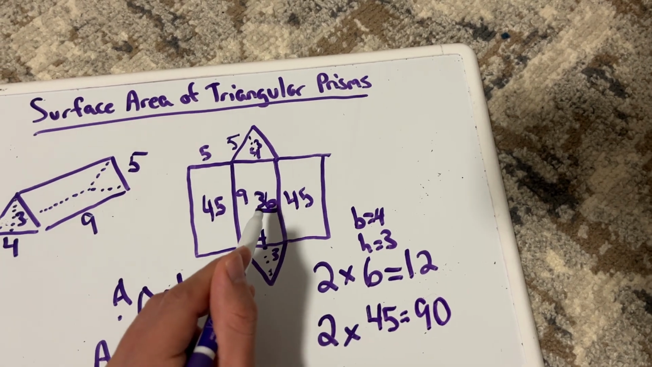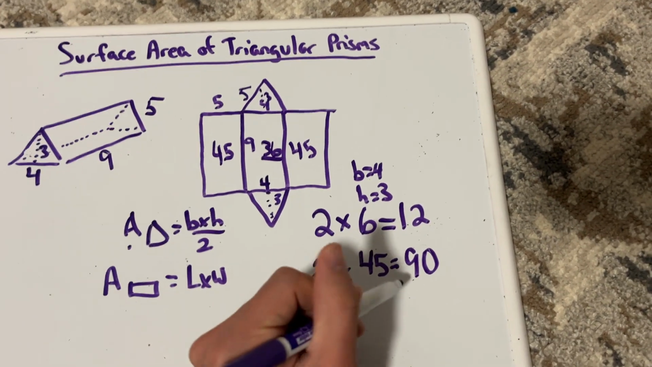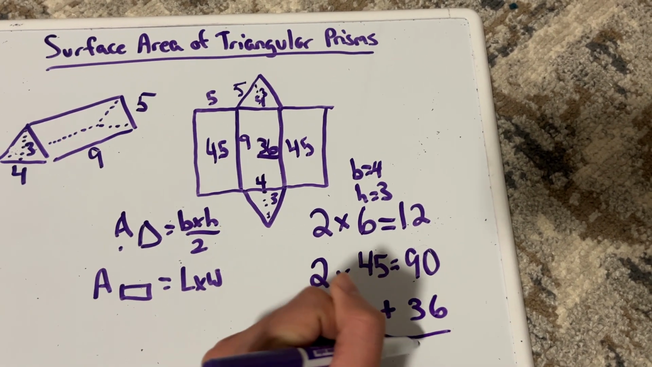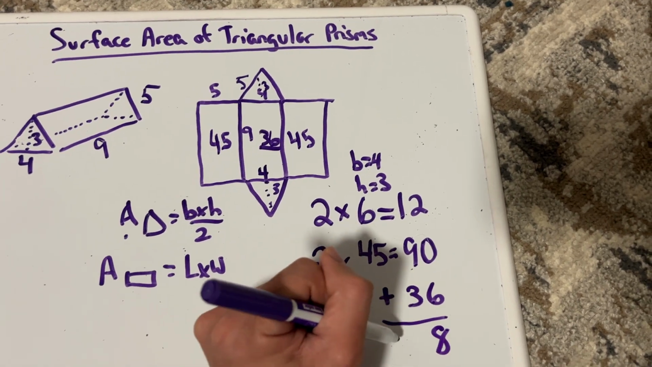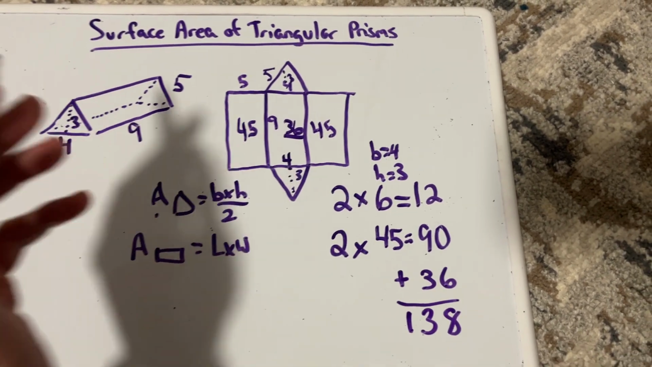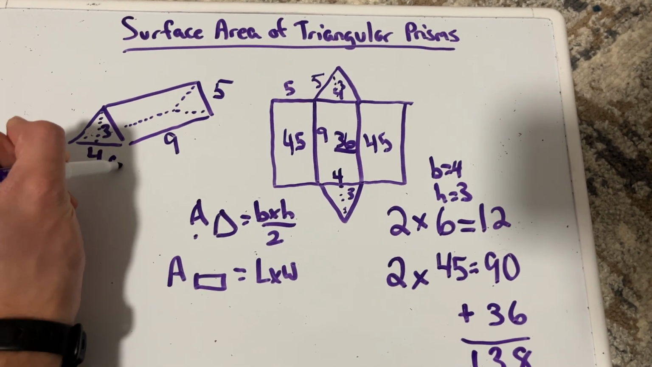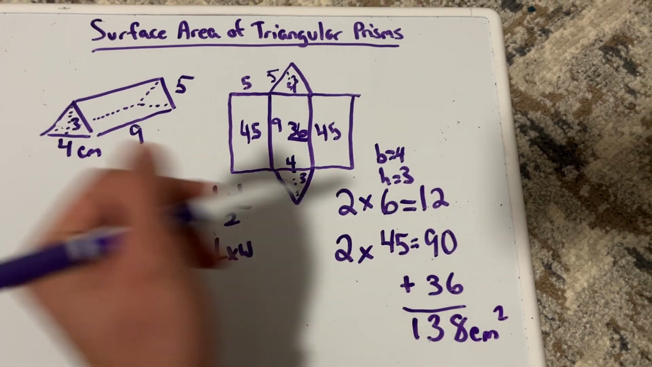And then we can add the 36 from the face on the bottom of the prism. We add all of them up. 2 plus 6 is 8. 1 plus 9 is 10, plus 3 is 13. And then if, let's say, our units were centimeters, this would be centimeters squared.